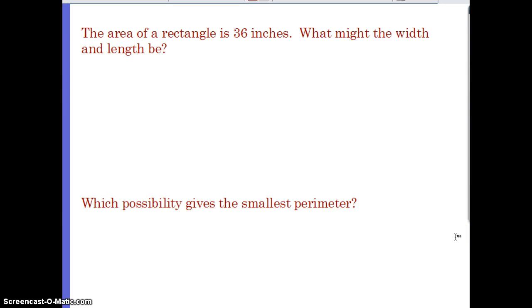Okay, so today we're looking at this problem: the area of a rectangle is 36 inches, and what might the width and the length be? This really connects with two standards. It connects with area and perimeter, which is 4.MD.3, okay? And it also connects with factors, which is 4.OA.4, I believe, all right? And so when you're asked the area of a rectangle is 36 inches, what might the width and length be?